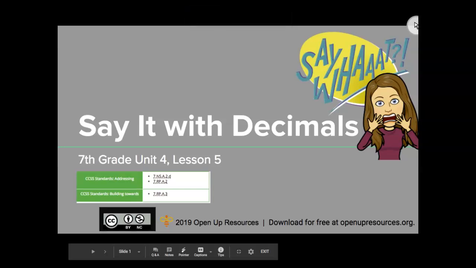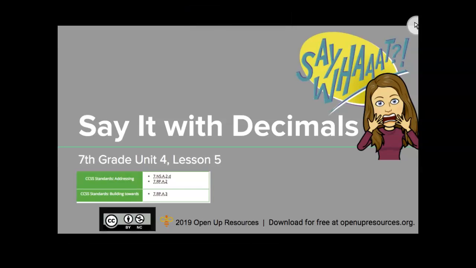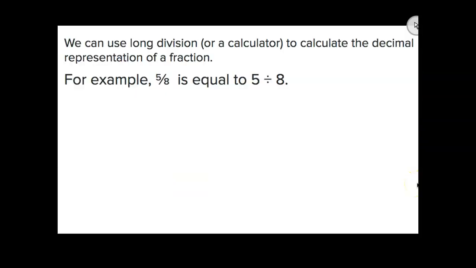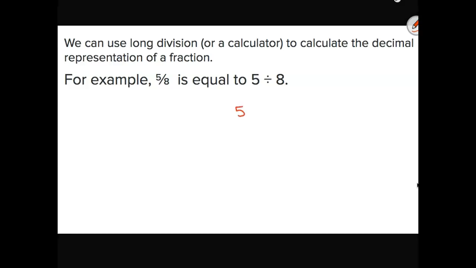In this lesson, I'll summarize 7th grade Unit 4, Lesson 5, Say It with Decimals. We can use long division or we can use a calculator to calculate the decimal representation of a fraction. For example, 5/8 just means 5 divided by 8. So if we want to calculate the decimal value of 5/8, we can simply do 5 divided by 8.